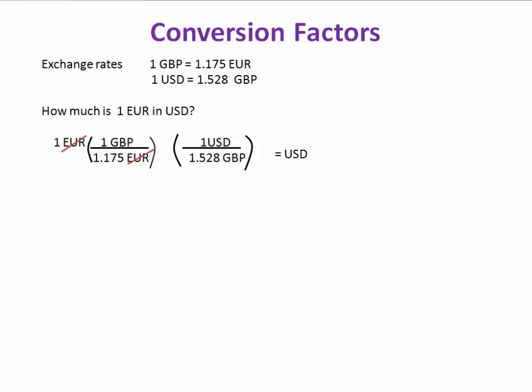So this is our first conversion factor, cancel the euros to be left with pounds. Our second conversion factor, cancel the units to be left with dollars. And our answer, 1 multiplied by 1 over 1.175 multiplied by 1 over 1.528. Our answer is going to be in this unit, dollars, because we've cancelled the other units out. So the answer is 0.556 US dollars.